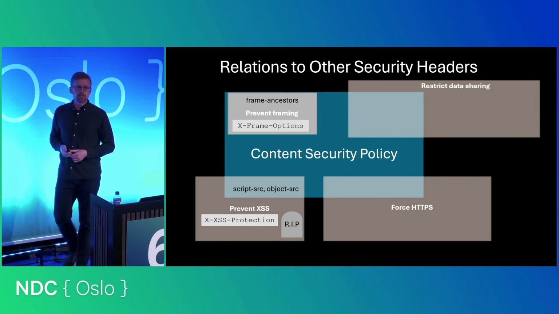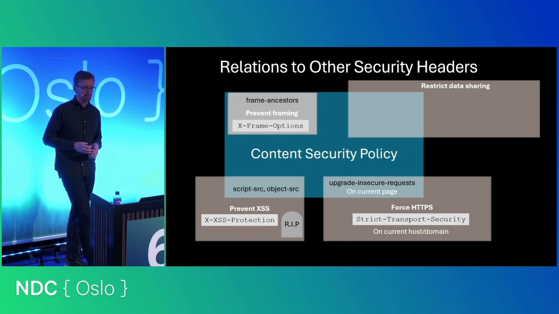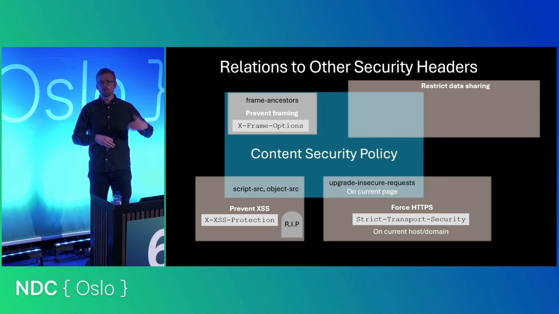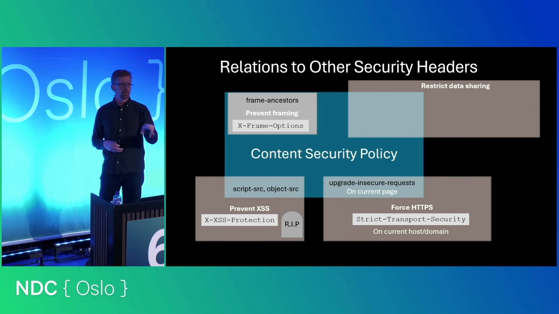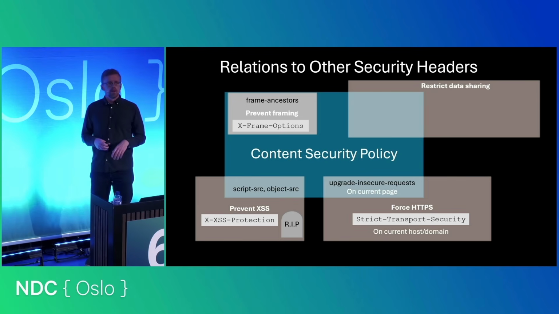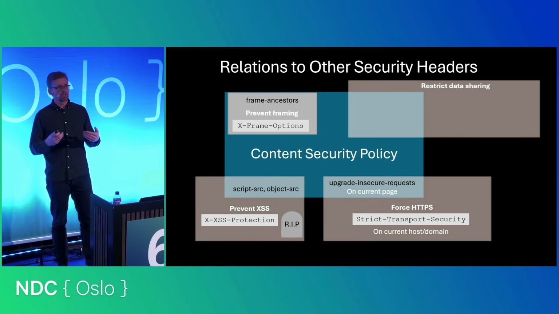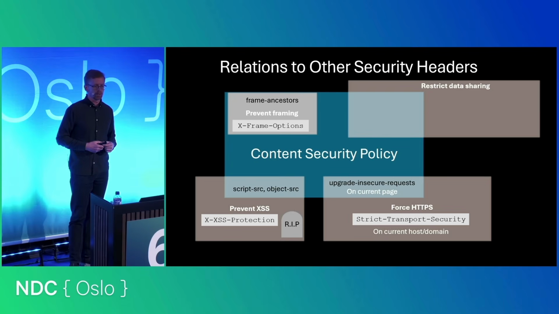You can force HTTPS in different ways. You can do it on the current page with the directive upgrade insecure requests, which will turn all your HTTP into HTTPS, all WebSocket, like the WS into WSS. Everything on your page. Or you can use strict transport security, which works on the host or the domain, depending on if you've preloaded it or not.